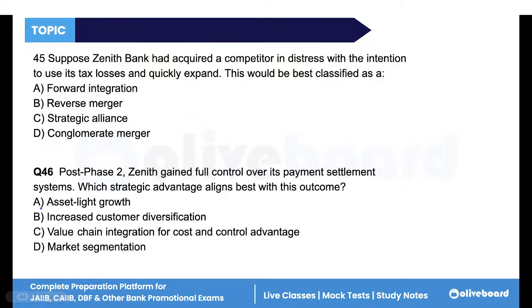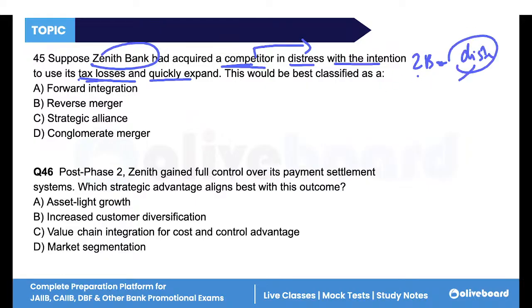45. Acquired a competitor in distress with the intention to use its tax losses and quickly expand. So when Zenith Bank has acquired the competitor, now that competitor is in the distress state, means not making huge profit with the intention of what? With the intention of use its tax losses. So if the Zenith Bank will use the distress firm, they will acquire the distress firm, then what will happen?